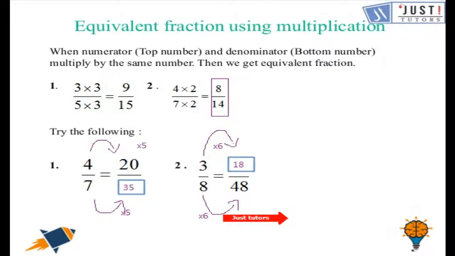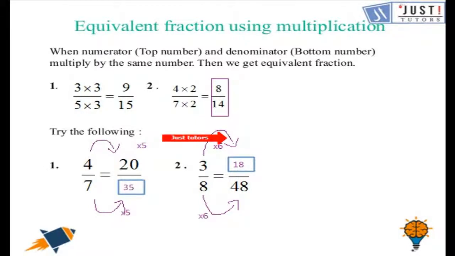In the first question you can see that you're multiplying 4 by 5 to get 20. The same thing we need to do at the bottom, so you'll multiply the 7 by the 5 as well, which will give you 35. In the same way, in the next question we are multiplying 8 by 6 to get 48. And that's why we have multiplied the numerator by 6 as well.